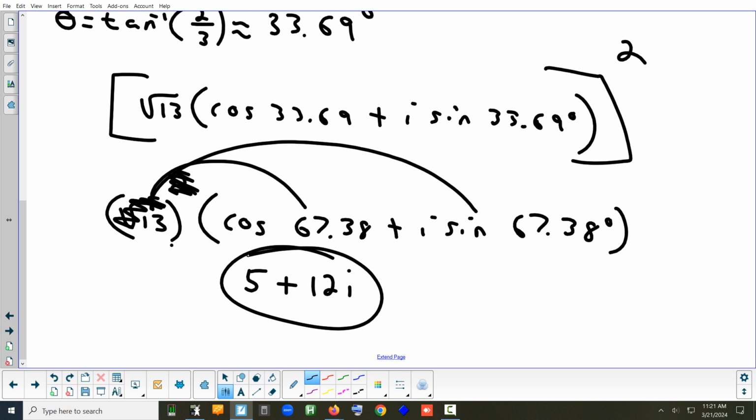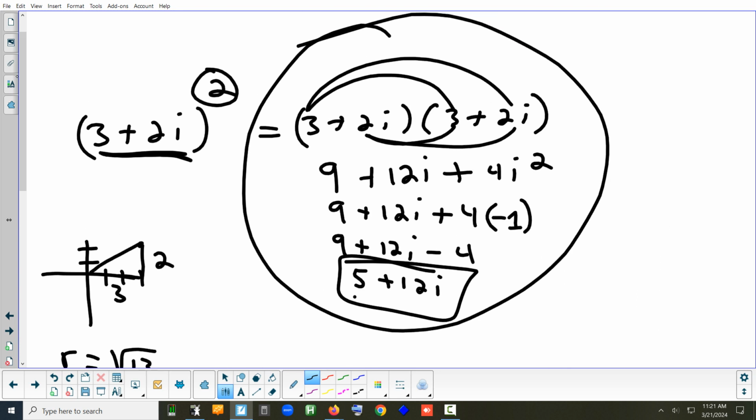So what I'm trying to show you is if you do it using the theorem I just showed you, you get exactly the same answer as if you did it the old way. And again, I would not do a power of 2 with de Moivre's theorem. It's easier to do it the old way. The higher powers, it's easier to use the new one.